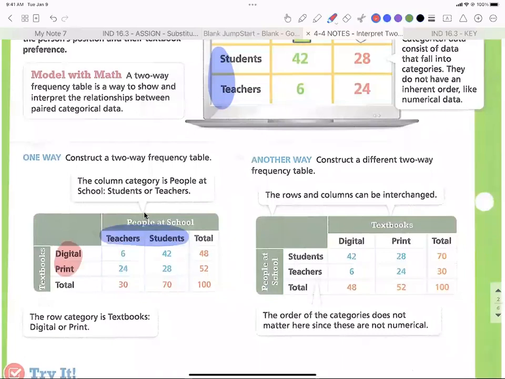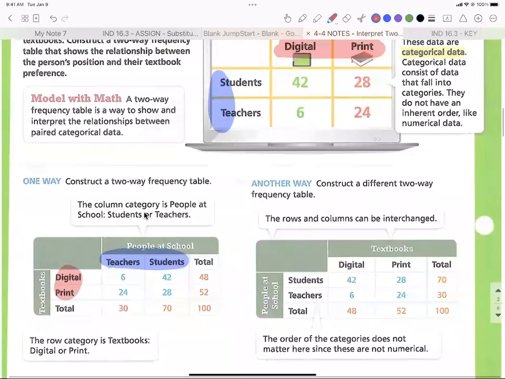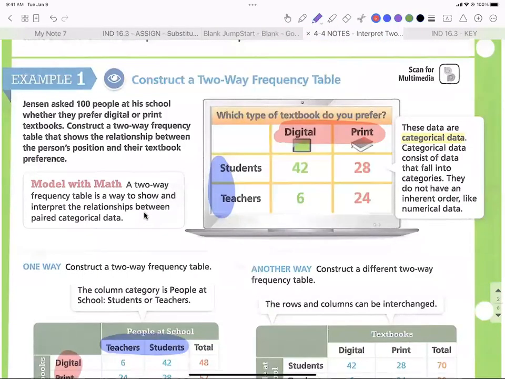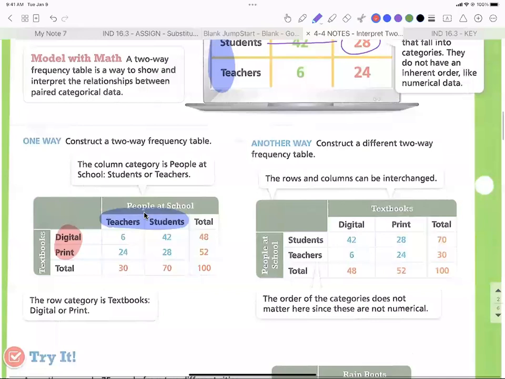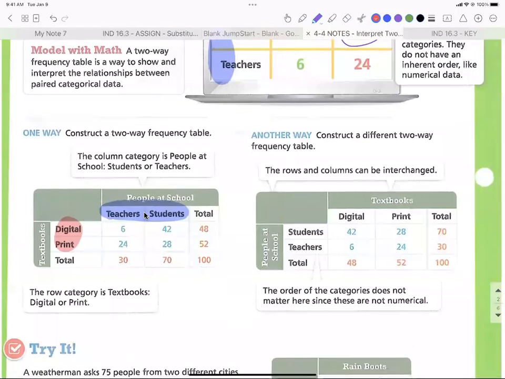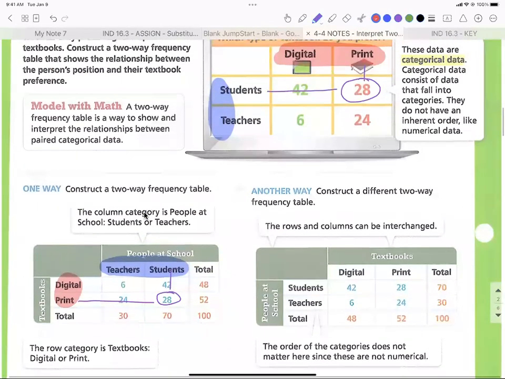It doesn't matter. Okay. It really doesn't matter which way you go, because if we look at the number of students that prefer print, we would go down from print, and where those two intersect is 28. If you look at the table going the other direction, the number of students that prefer print still intersects at 28. So in both tables, we get that 28 is the number of students that prefer print. So it doesn't really matter which one you put on top and which one you put down the side. Okay, that's one thing I wanted to point out.